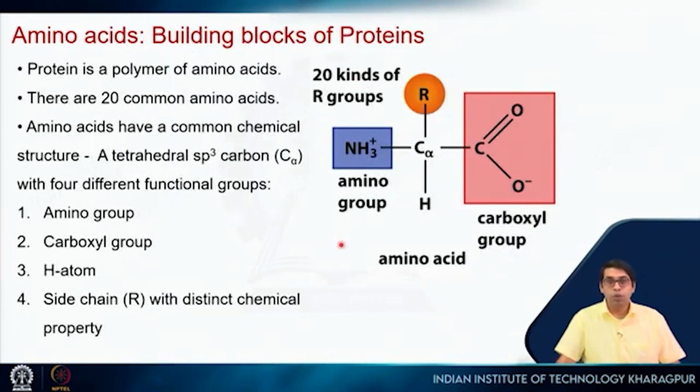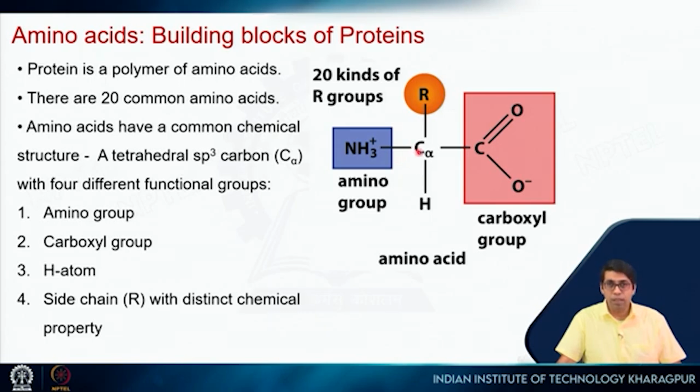But if we go and look deeper, we will see that all these proteins are polymers, and these polymers are made up of monomers which are called amino acids. So this is the basic structure of these building blocks of proteins. It is called an amino acid because it has an amino group and an acidic group.